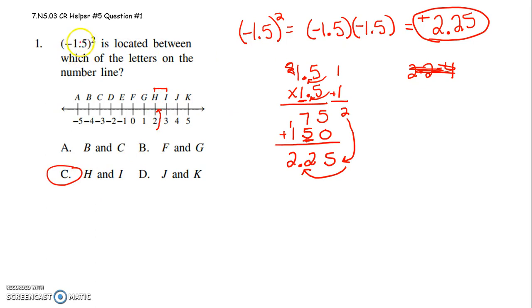So you simply take whatever number they give you, multiply it by itself. Negative times a negative is a positive. Long multiply your decimal. Come up with a final answer and then determine where it lies on the number line. I hope that helps.